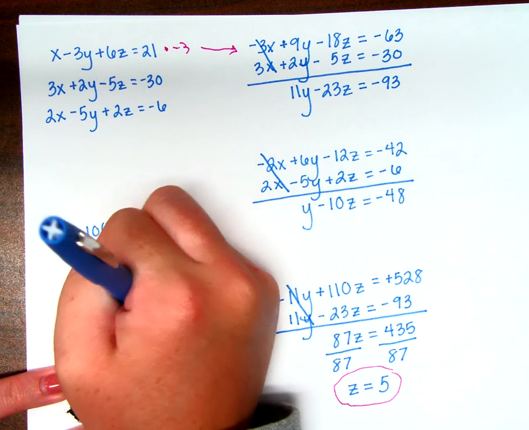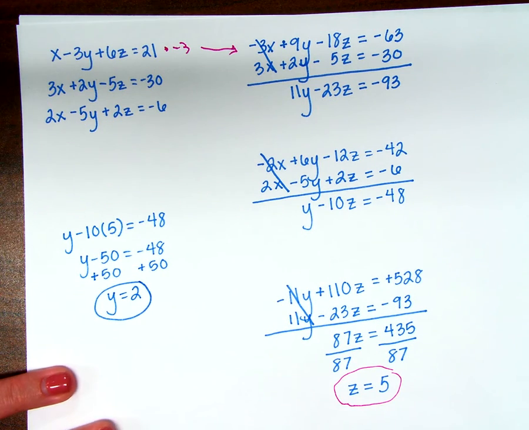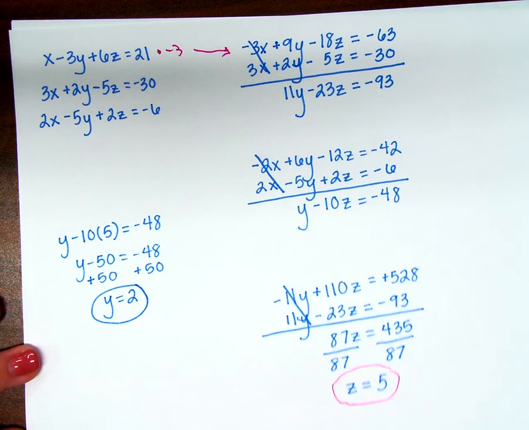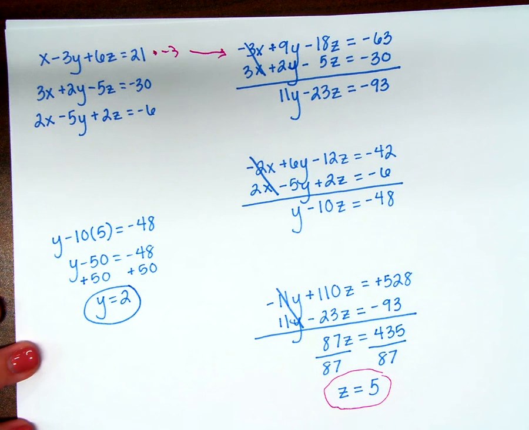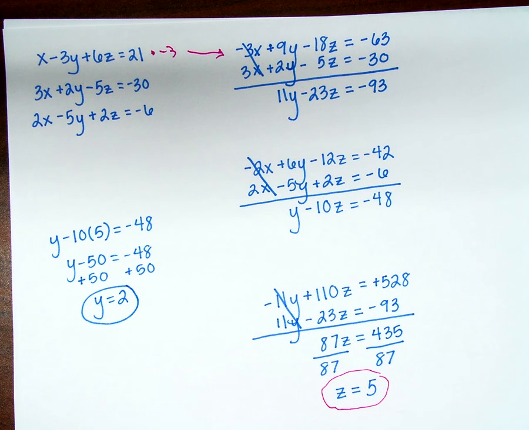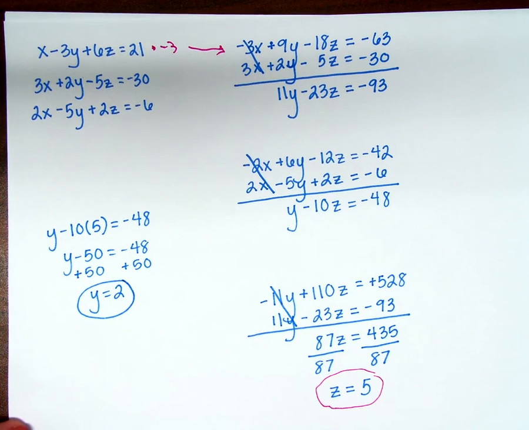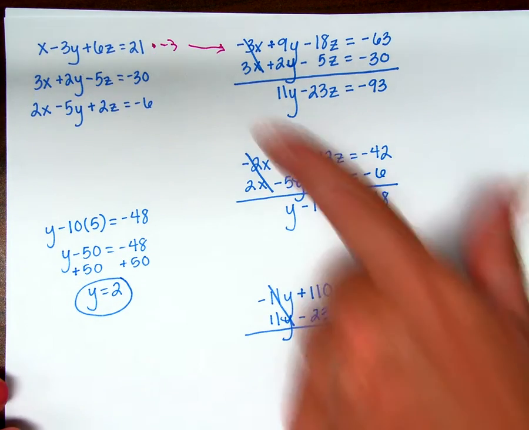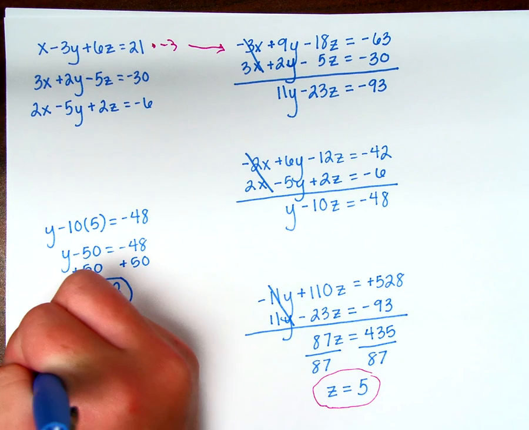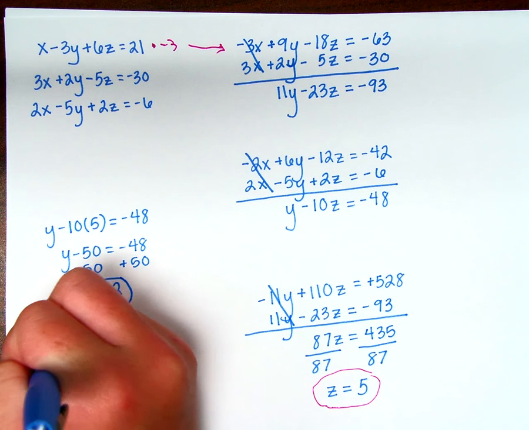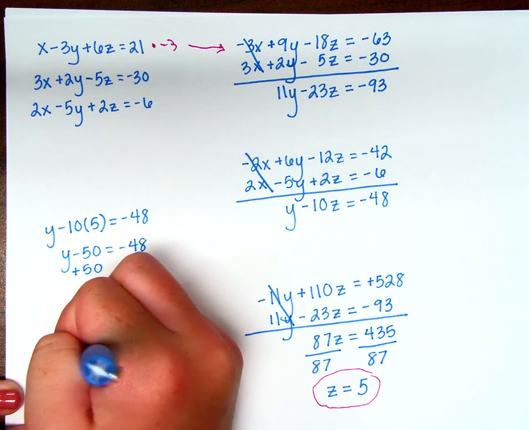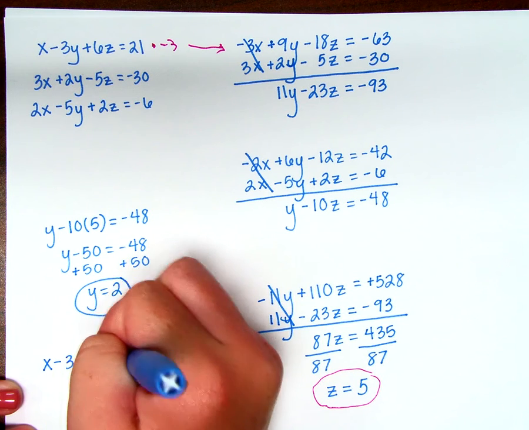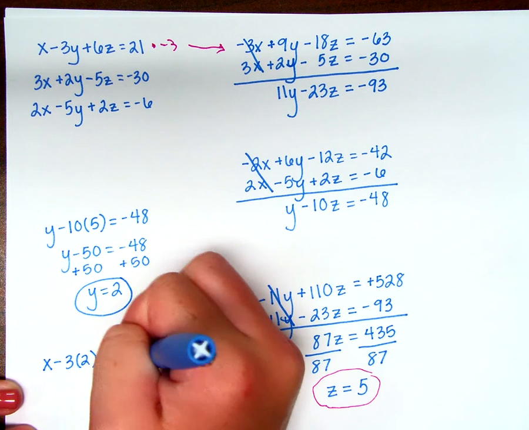Now where do we go? Now we need to go back to the beginning, don't we? Okay? Does it matter which one we go back to? No, it does not. But is there a wisest one? The top one. Okay? So let's rewrite the top equation, but put in what we know. So x minus 3 times 2. Good. Plus 6 times 5 equals 21.